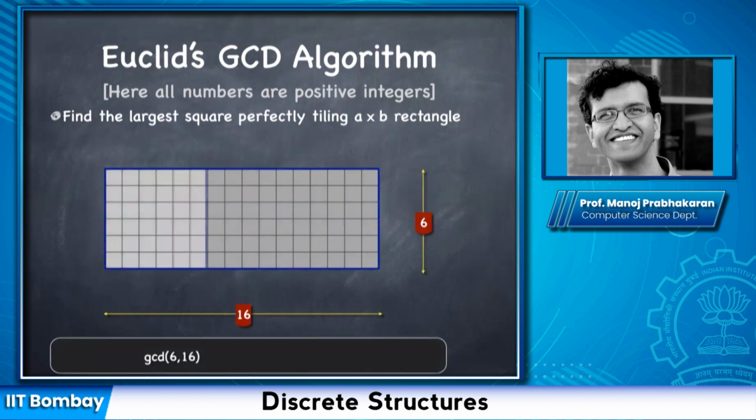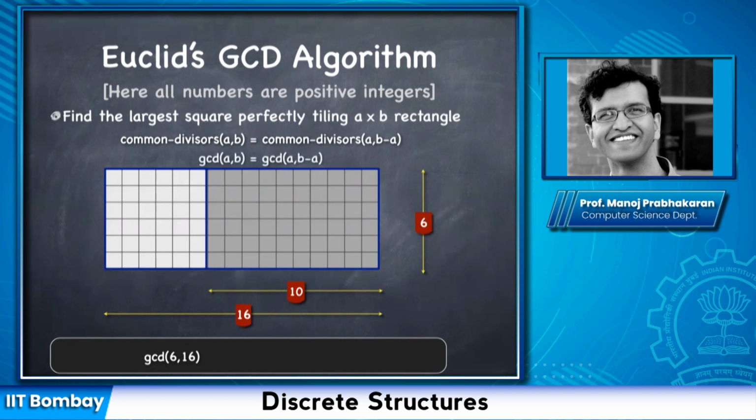So, I'll try picking this 6 by 6 tile and place it there on the left end. And then I'm saying, okay, I'm going to just go and tile the rest of it, the 10 by 6 grid that is left. So why is this okay? Why is this useful? Because we just argued that the common divisor of 6 and 16 is the same as the common divisor of 6 and 10. And in particular, not just the common, because the common divisors are the same, in particular, the greatest among them is the same. So the GCD is the same.